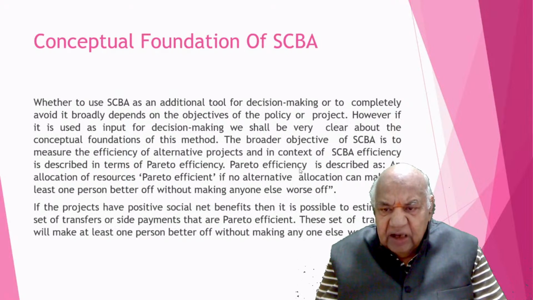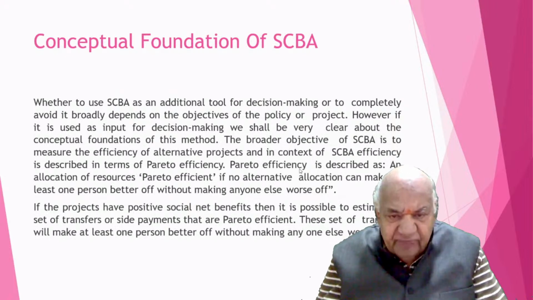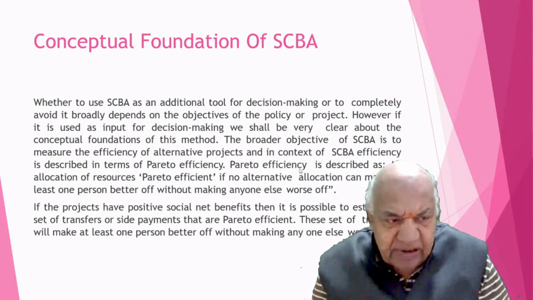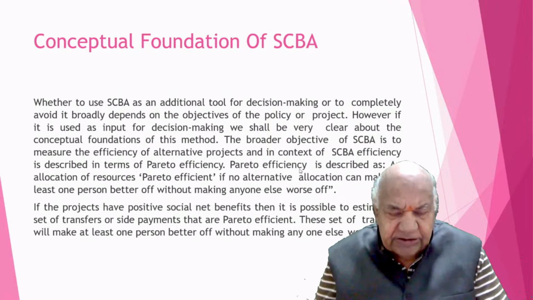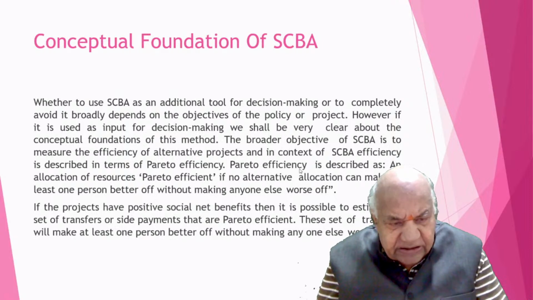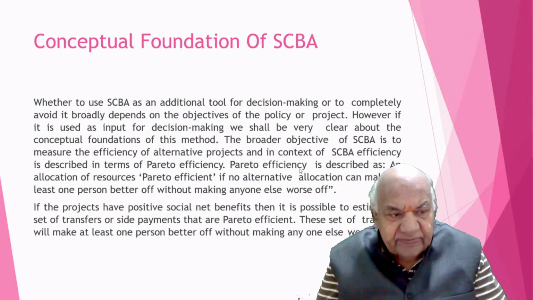The broader objective of SCBA is to measure the efficiency of alternative projects, and in context of SCBA, efficiency is described in terms of Pareto efficiency. Pareto efficiency is described as an allocation of resources. An allocation is Pareto efficient if no alternative allocation can make at least one person better off without making anyone else worse off.